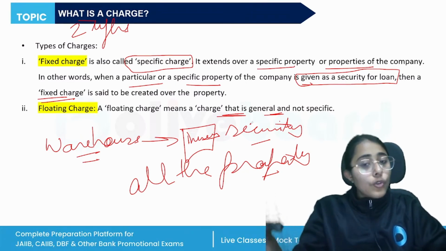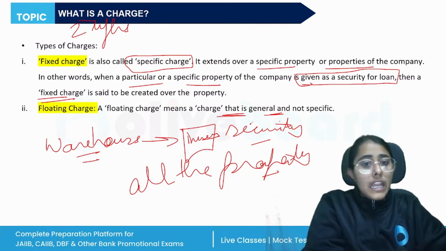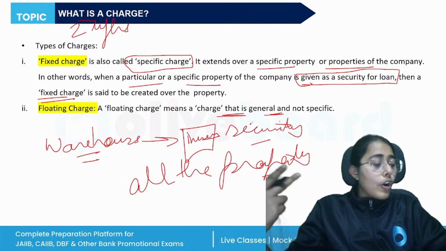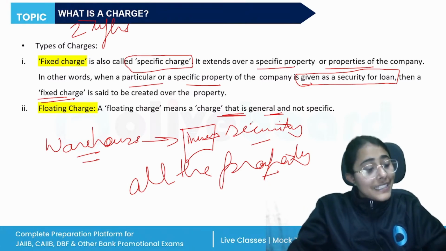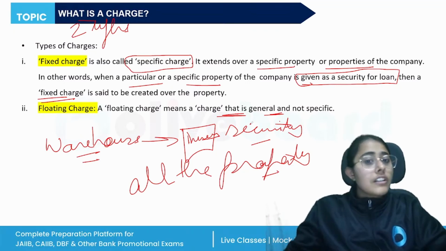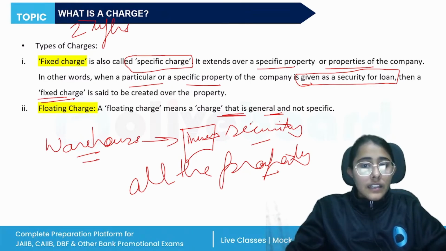So fixed charge is only on some specific property, whereas the floating charge floats over all of the property, and the company can still buy or sell. They can carry on with their normal ordinary course of business. They can deal with the property in any manner until the charge attaches, right?